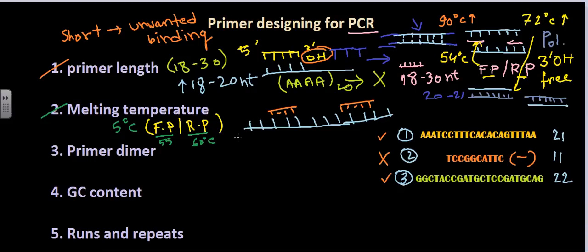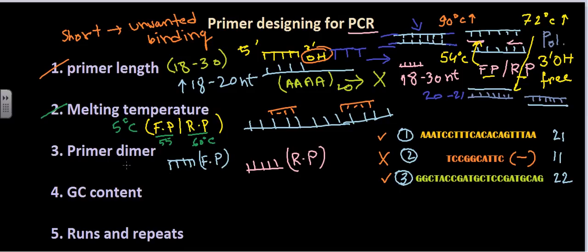Okay, and now let's talk about the third parameter, which is the primer dimer. Now what do you mean by primer dimer? Now we are taking two primers. We are taking a forward primer. So let's draw this. Let's say this is our forward primer, or say FP of our interest. And let's draw a reverse primer. So this is, say, the reverse primer, RP.